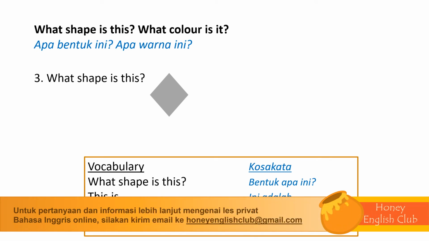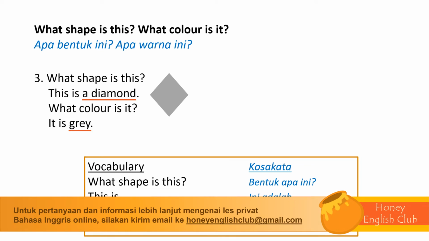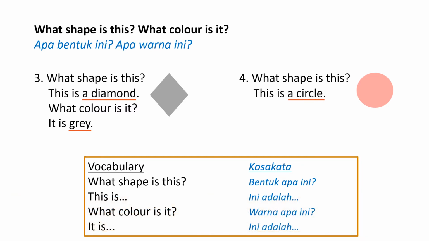Number 3. What shape is this? This is a diamond. What color is it? It is gray. Number 4. What shape is this? This is a circle. What color is it? It is pink.